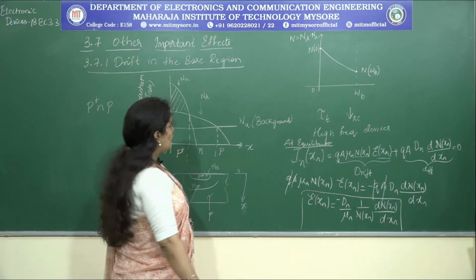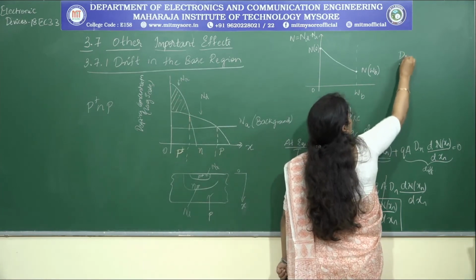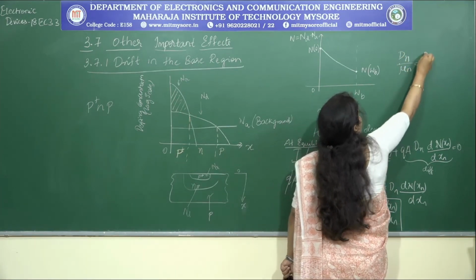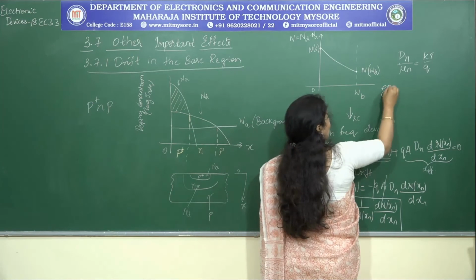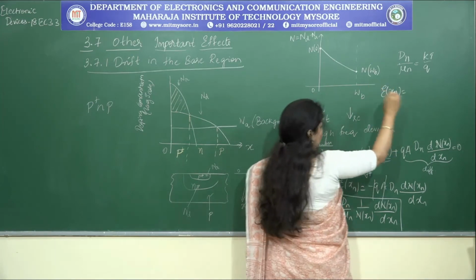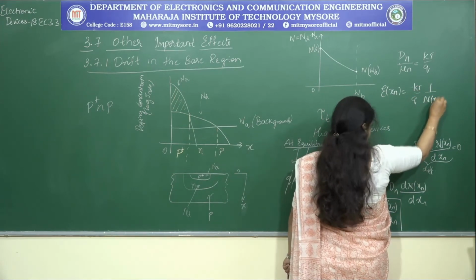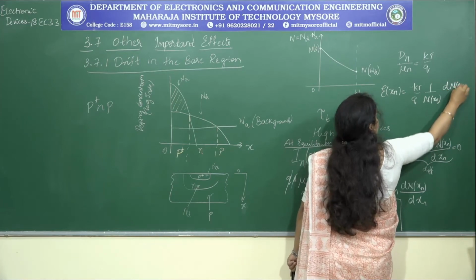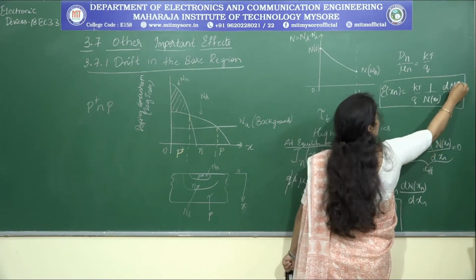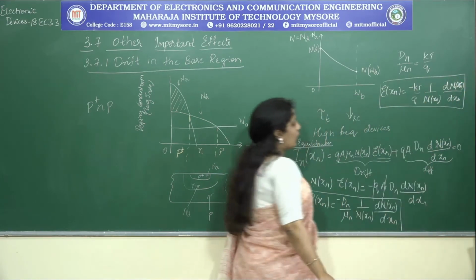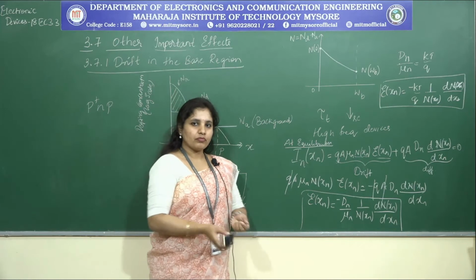Now, a little alteration I can do. Since Dn and mu n are constants, the ratio can be equated to kT by q. As a result, what will be the electric field intensity equation now? It is minus of kT divided by q into 1 by n(xn) into d of n(xn) divided by dxn. Therefore, I can write the electric field intensity in two different forms. One is with respect to Dn and mu n, and the other with respect to kT by q. Done.